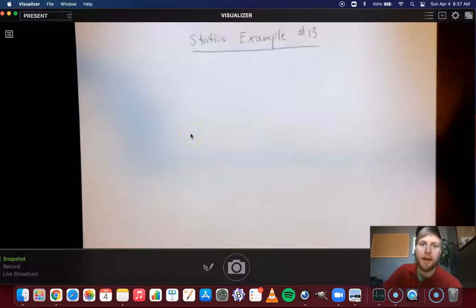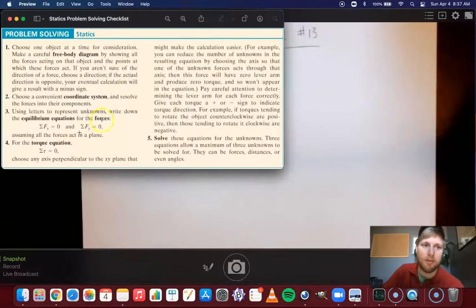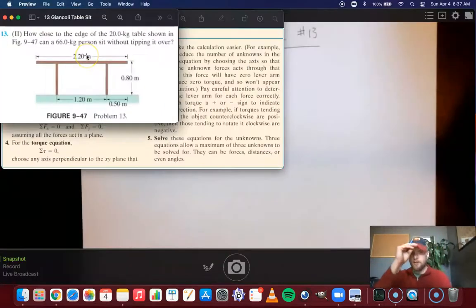Alright, scholars, we're going to take a look at another statics example. So I've got my statics problem-solving checklist, and I've got number 13 from the Giancoli chapter. It says, how close to the edge of a 20 kilogram table shown in this figure can a 66 kilogram person sit without tipping it over?